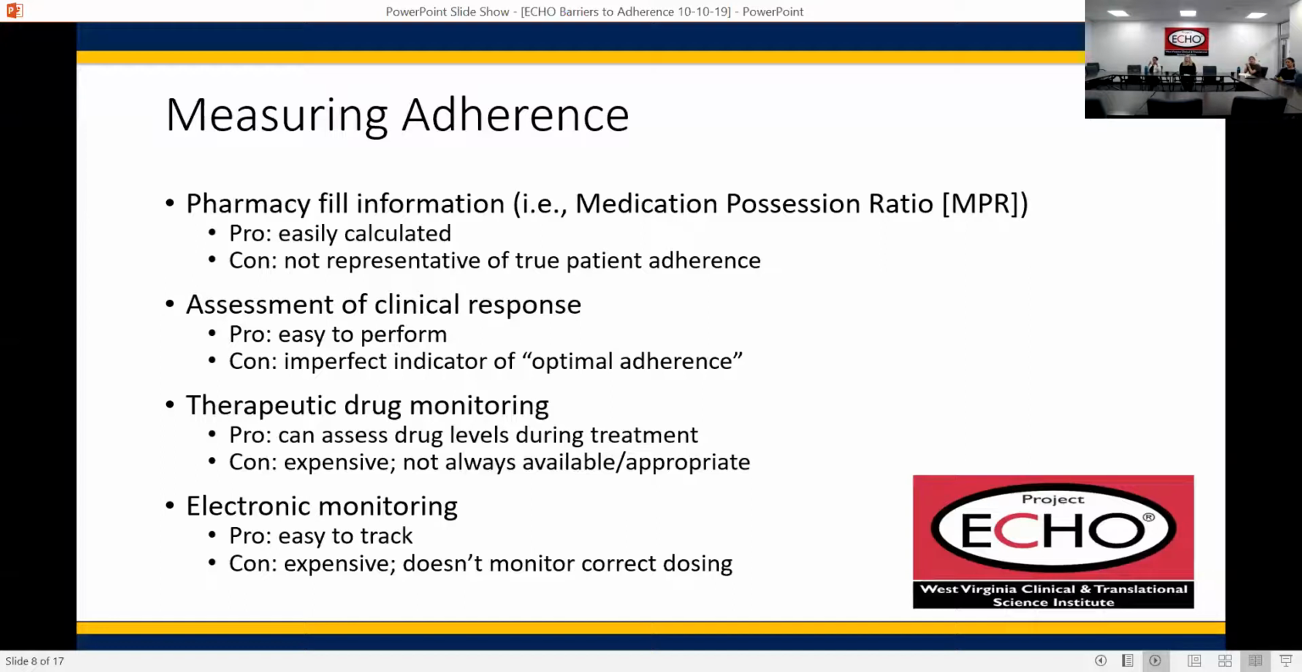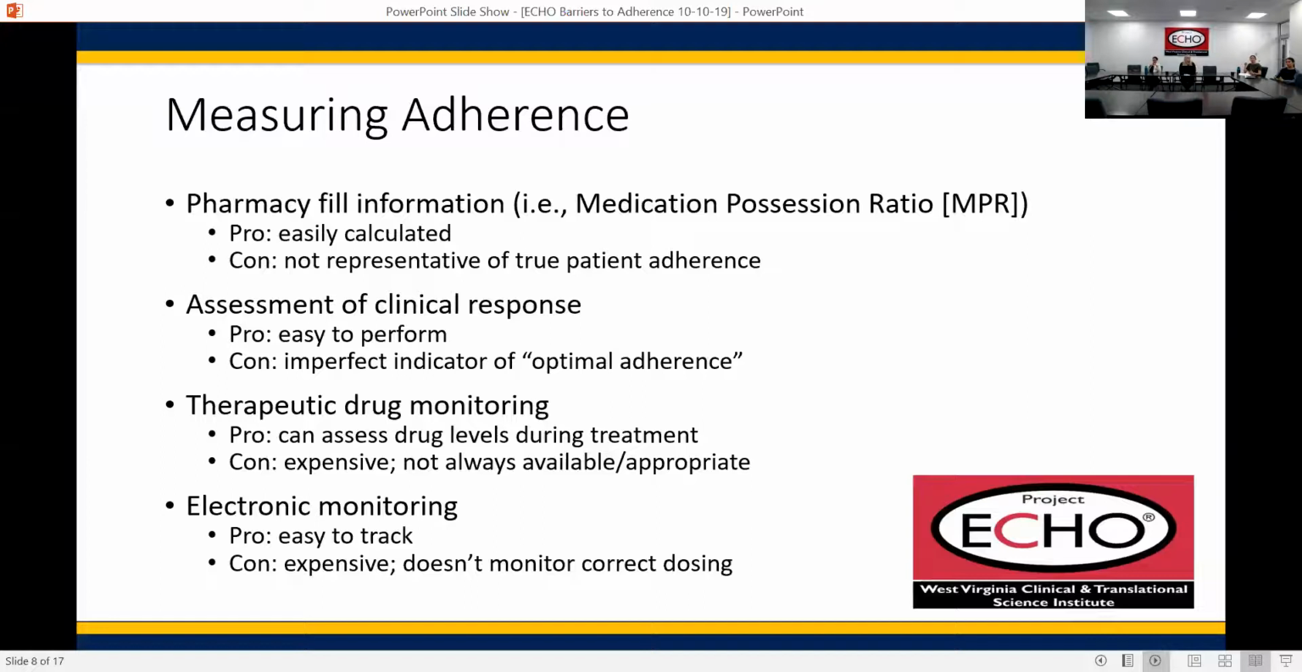The last thing is the electronic monitoring. So these are special caps that you can put on the vials that actually keep track of how many times the vial is open and closed. So it's good to see, are they opening it and taking their pill out and taking it every day or multiple times a day? You can track that. It's really easy to do.